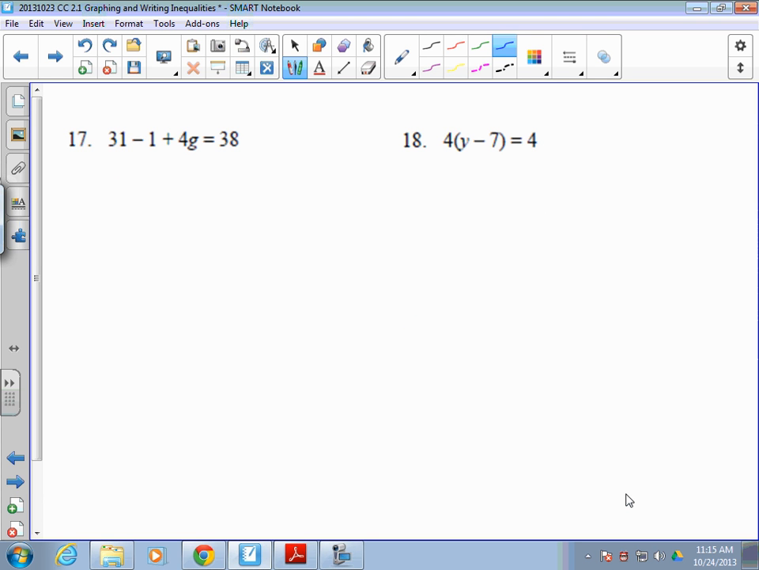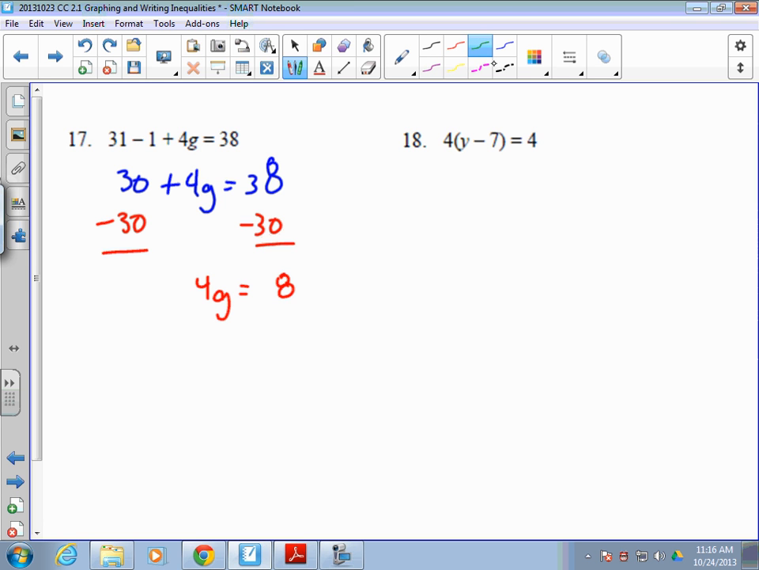17 says 31 minus 1 plus 4g equals 38. 31 minus 1 is 30. Plus 4g equals 38. Move 30 over to the other side by subtracting it, since it was positive. Do the same thing here. And 4g equals 8. Get rid of 4 times something by dividing by 4 on both sides. G equals 2.